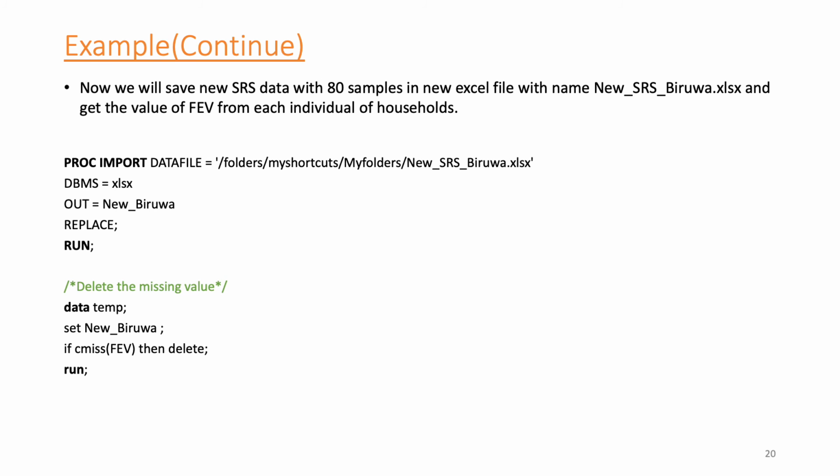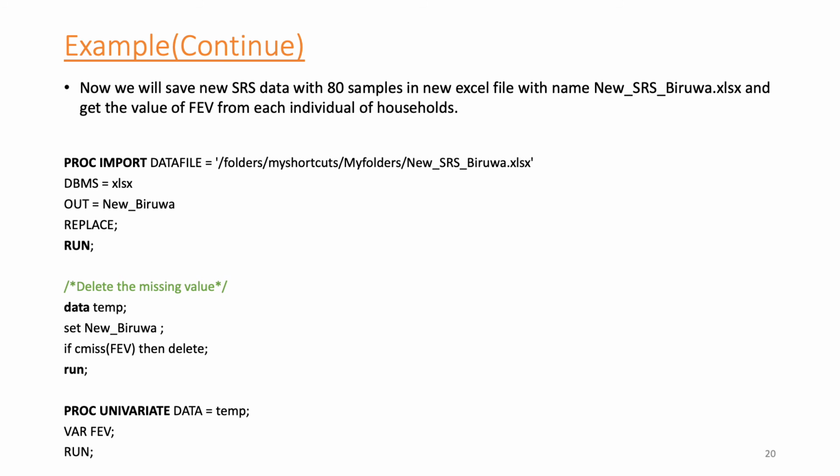Then there's one problem, that I haven't got the value of FEV from all the individuals. So there are some missing values of FEV, so I have to delete those before moving further, otherwise it will give a wrong answer. So I'll use this code. This is if missing FEV, then delete, that is if there are some missing values of FEV, delete those rows, and then we will continue.